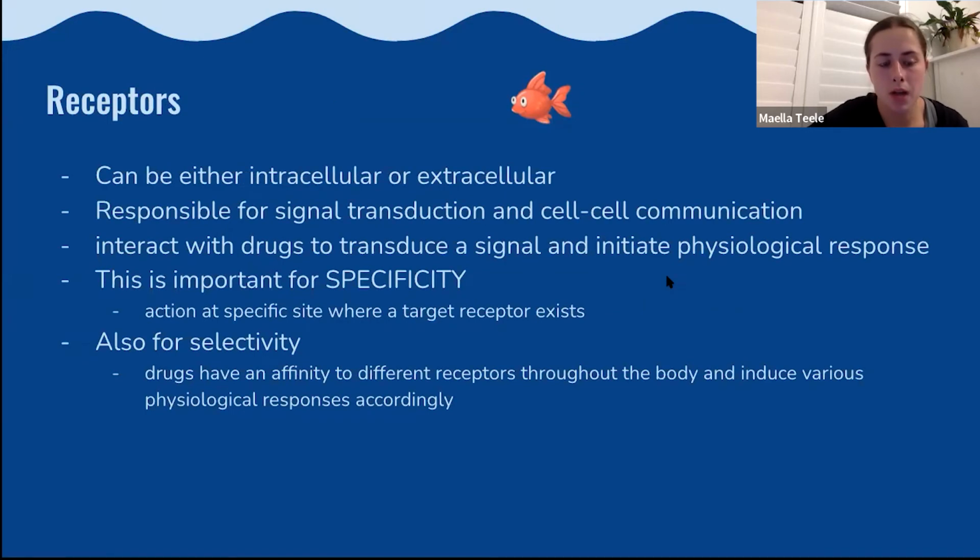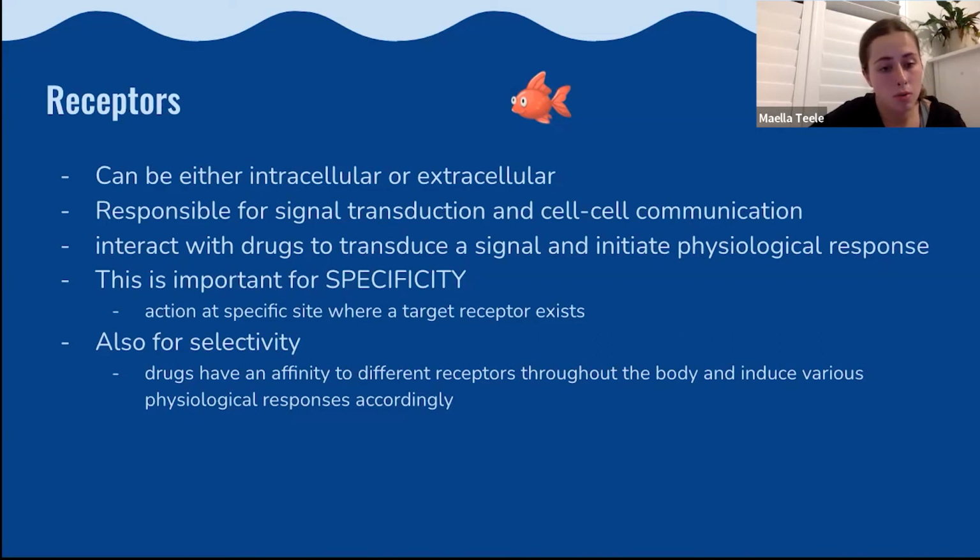Receptors are what a drug binds to. A receptor can either be intracellular or extracellular, and it's responsible for transducing a signal and also communicating cell to cell. So it interacts with the drugs and initiates a physiological response. Receptors are important for specificity because it means there's action at the specific site where the receptor exists. Where the drug's target receptor is, you'll have action. Where it isn't, you won't have action. So that's why receptors are important.